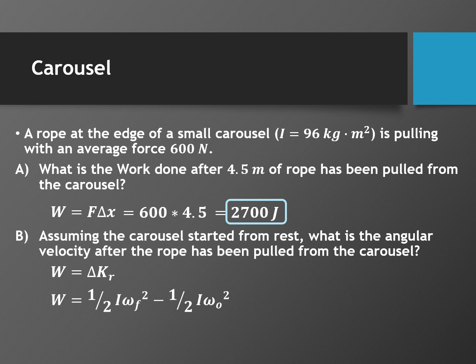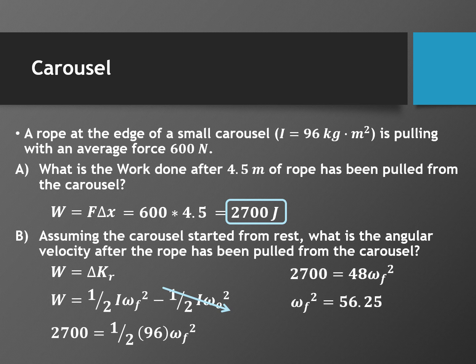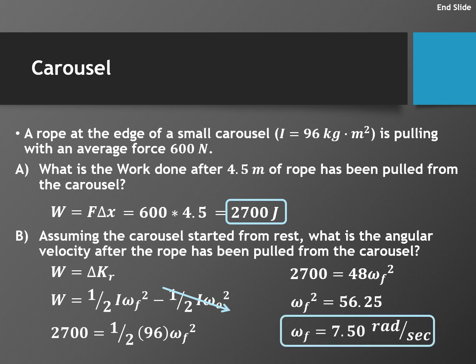So we go ahead and plug in our numbers. We got the work done is going to be 2,700. We got the moment of inertia is 96. The initial angular velocity is 0. So we need to look for that final angular velocity. So half of 96 gives us 48. We divide 2,700 by 48. We get 56.25. Then square root both sides, and you get 7.5 radians per second for the final angular velocity of the carousel.